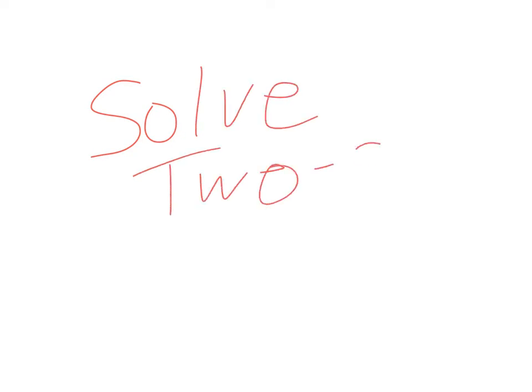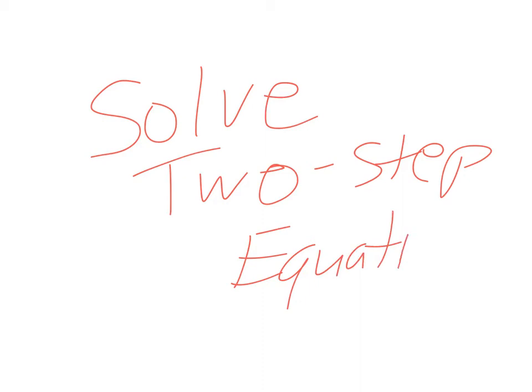So today, what we're talking about is not one step anymore, but we want to solve two-step equations. So what does a two-step equation look like? A two-step equation would look something like this: 2x plus 5 equals 13. This is what a two-step equation is going to look like. And the question is, what do I do to solve this?